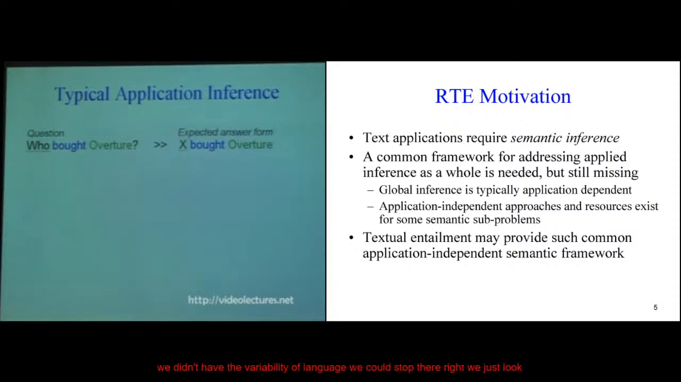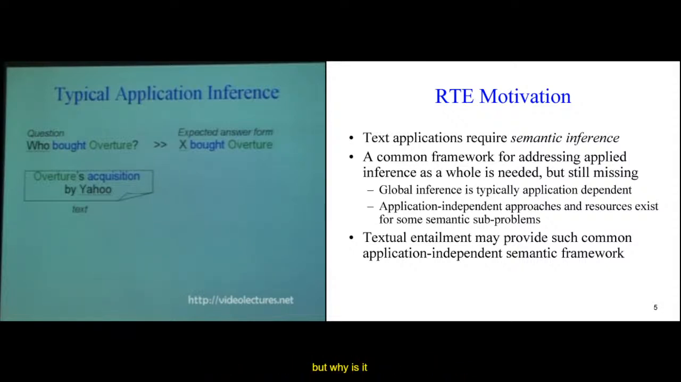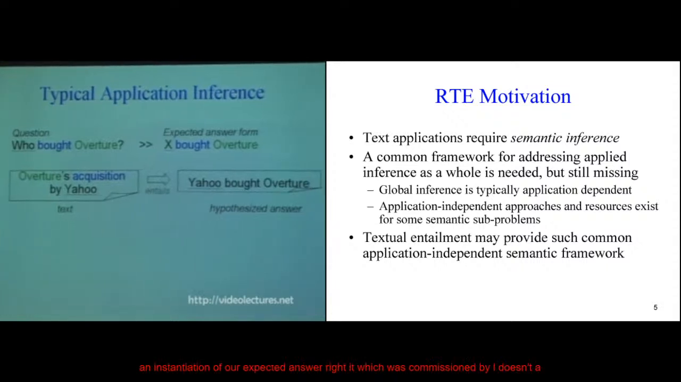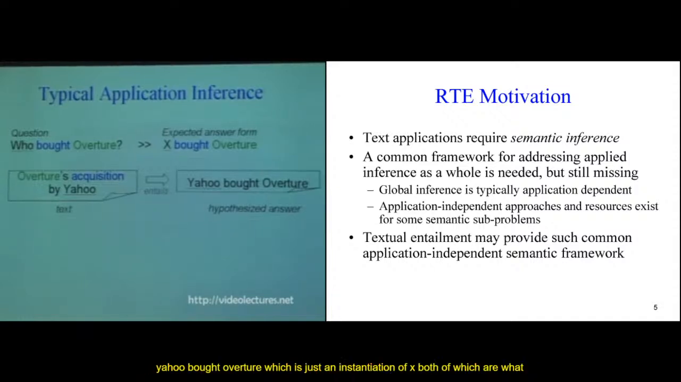Now if we didn't have the variability of language, we could stop there, right? We'd just look for a string match of some X bought Overture. But the problem is it can be expressed in many different ways, like a text that mentions Overture's acquisition by Yahoo, from which we can infer the right answer, Yahoo. But why can we infer Yahoo as the answer in this case? That's because this text fragment entails an instantiation of our expected answer. Overture's acquisition by Yahoo does entail Yahoo bought Overture, which is just an instantiation of X bought Overture, what we are looking for.